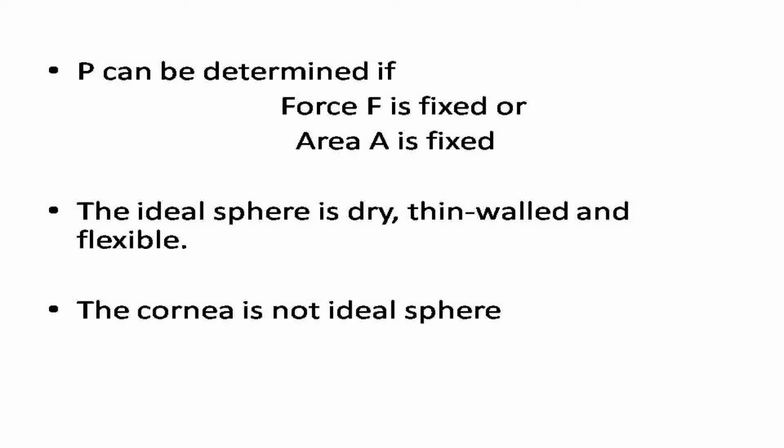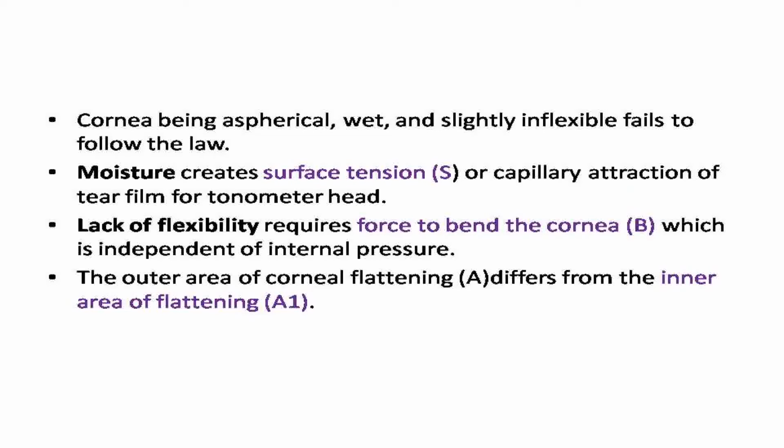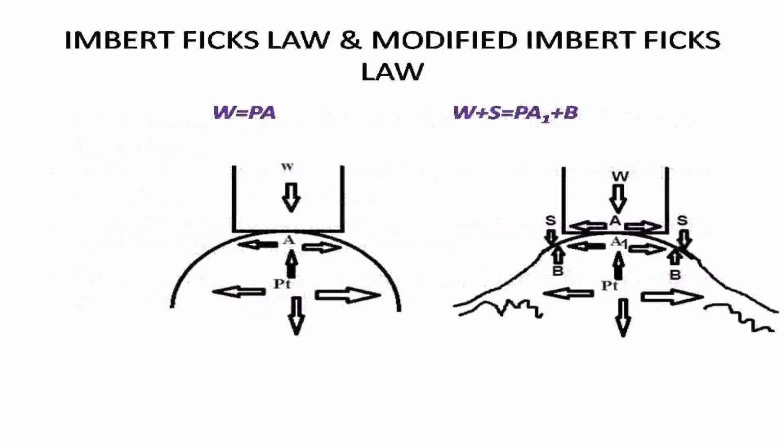An ideal sphere is dry, thin-walled and flexible, but the cornea is not an ideal sphere. Being aspherical, wet and slightly inflexible, the cornea fails to follow the law. Moisture creates surface tension S for the tonometer head. Lack of flexibility requires force to bend the cornea, B, which is independent of internal pressure. The outer area of corneal flattening A differs from the inner area of flattening A1, which is of more importance.